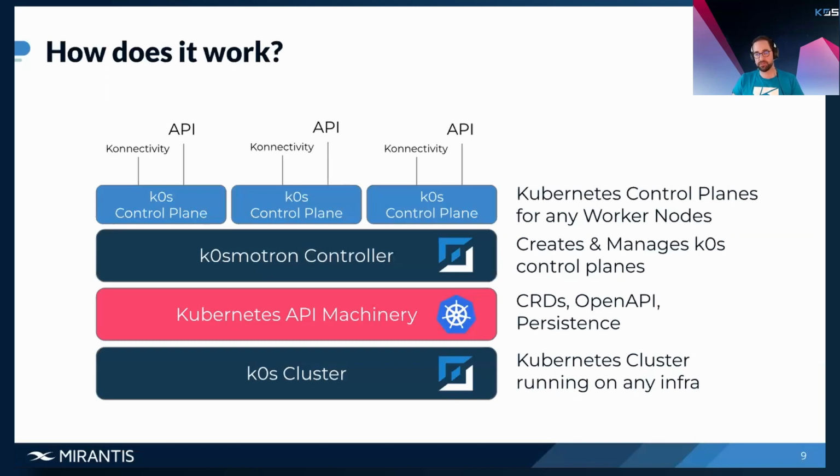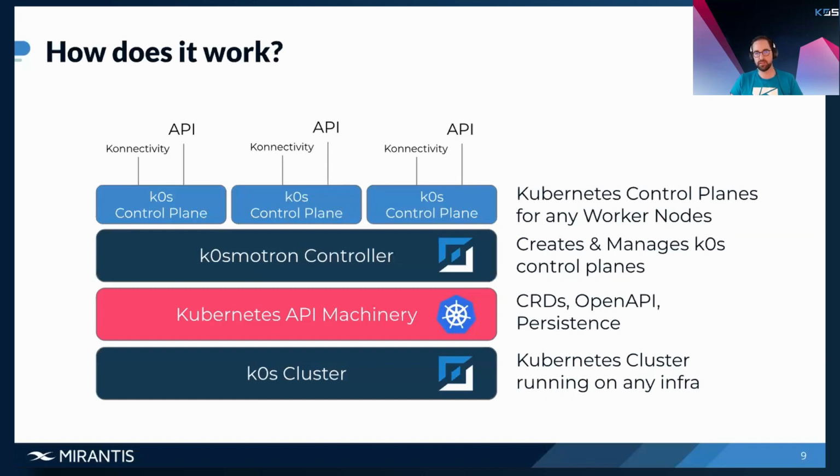So this allows us to create custom resource definitions. For example, we can persist all of the information that are saved as the k0s control plane. And we have the k0smotron controller that can create and manage k0s control plane. Those k0s control planes are sitting in that management cluster as a workload. And those control planes have 2 exposures.